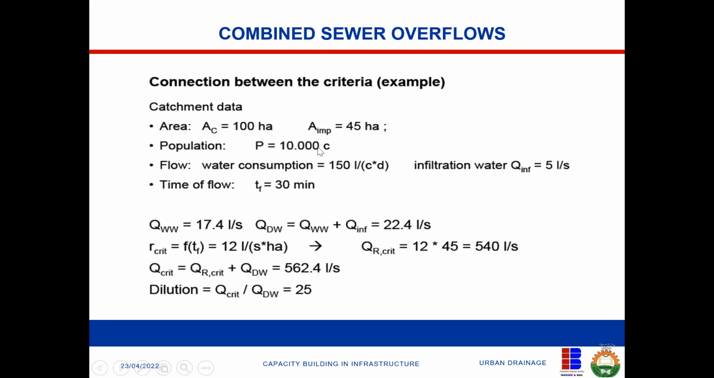The population is 1,000. The water consumption per person per day is 150. Infiltration water is unaccounted water coming from here and there, including the pure water I bought and took to my house, as against the one the water board is giving me. Then the maximum time of flow is about 30 minutes. So we're going to do the calculation next week.